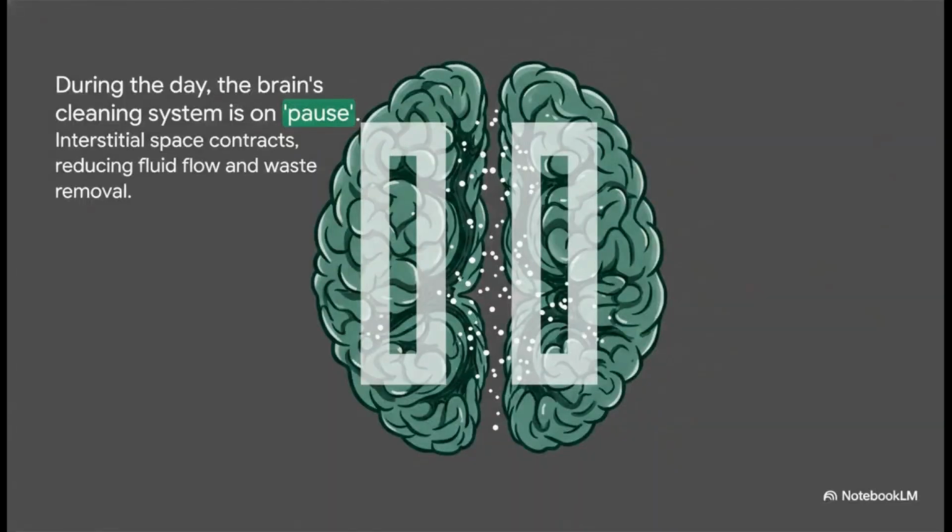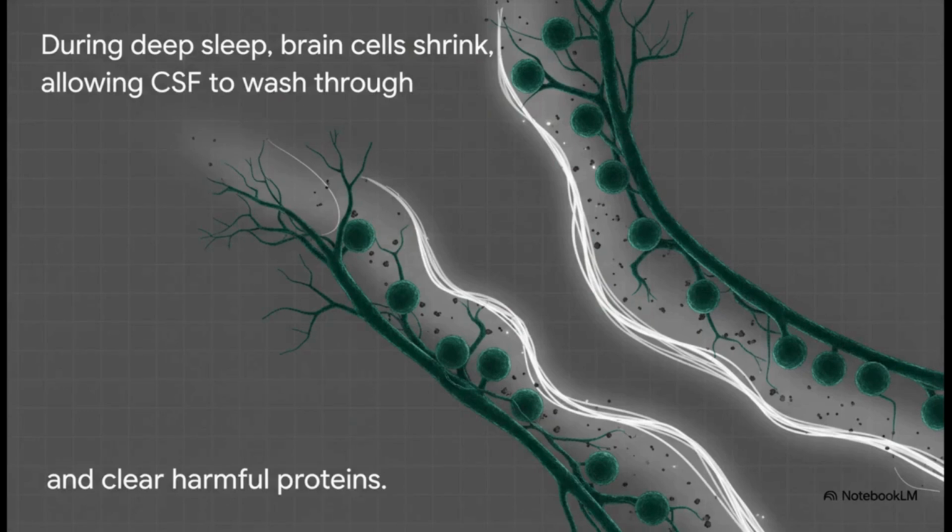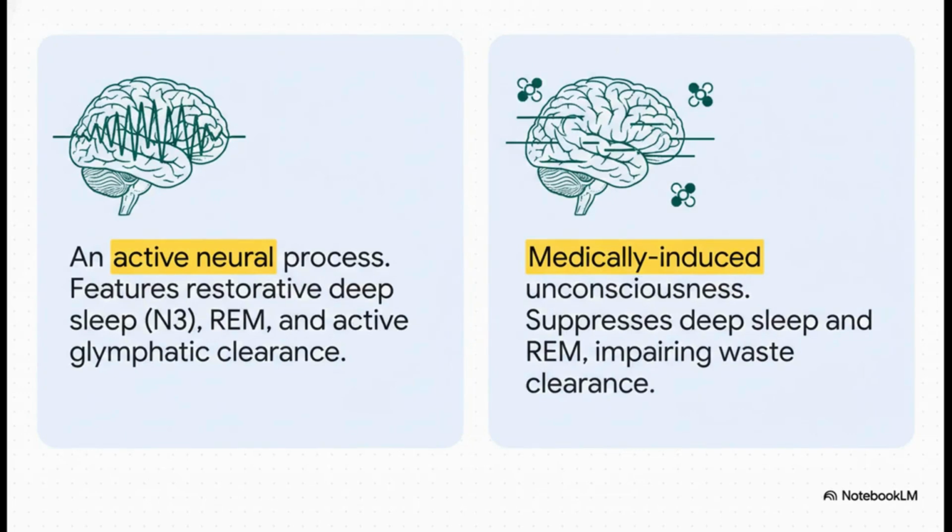So during waking hours, what's happening with this system? Basically nothing. It's essentially offline. The channels in the brain are constricted and there's very little fluid flowing through to clean anything out. But then you go into deep sleep, and everything changes. This is where the magic happens. The space between your brain cells actually expands, allowing cerebrospinal fluid to rush in and basically power wash the entire system. It's clearing out all those neurotoxic proteins that build up during the day, things you've probably heard of like amyloid beta and tau.